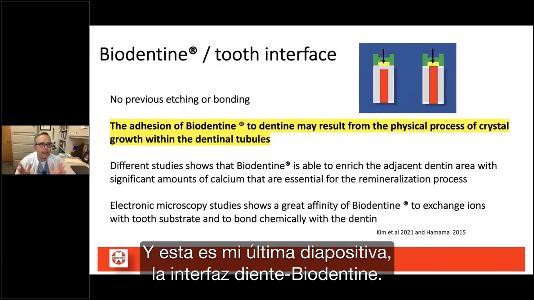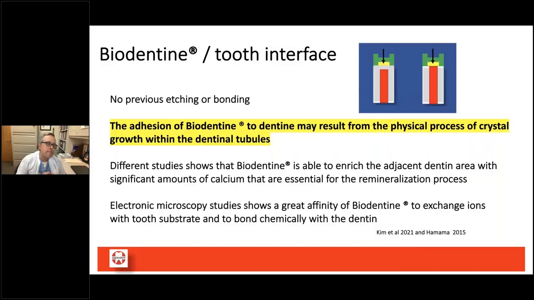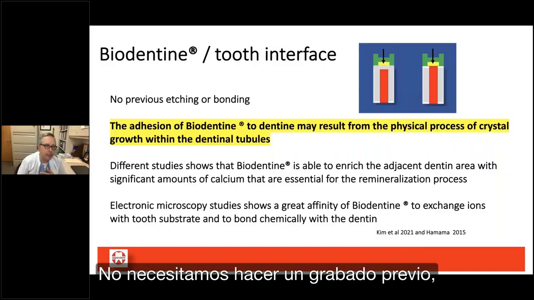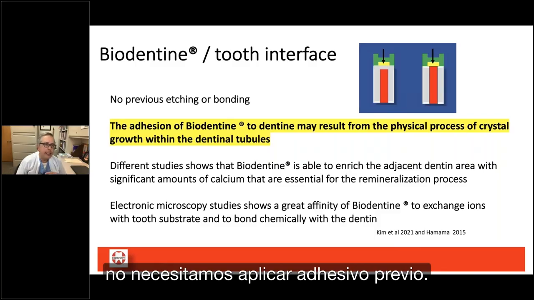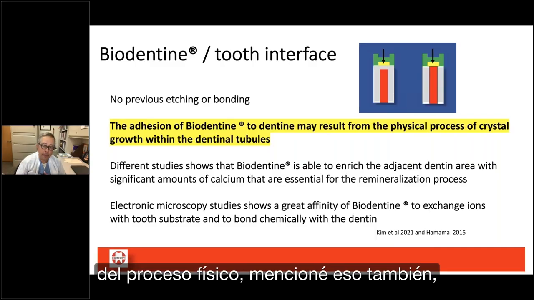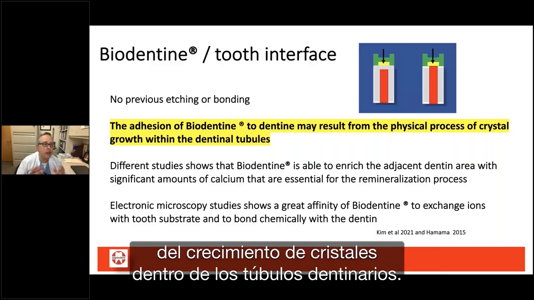And this is my last slide, the Biodentine tooth interface. I already mentioned pretty much everything. We don't need to do previous etch. We don't need to use previous bonding. The adhesion of Biodentine to the dentin may result from the physical process, I mentioned that as well, of the crystal growth within the dentinal tubules.